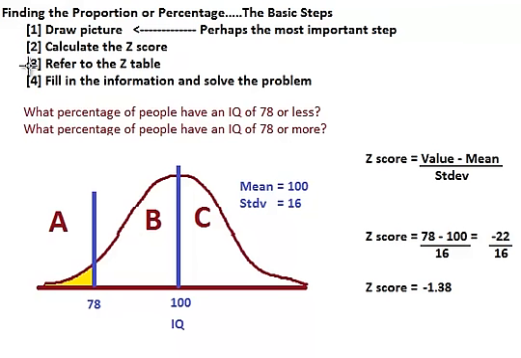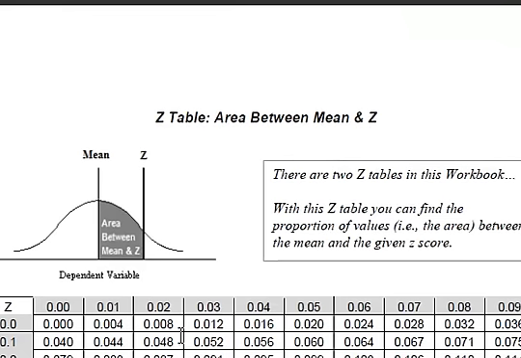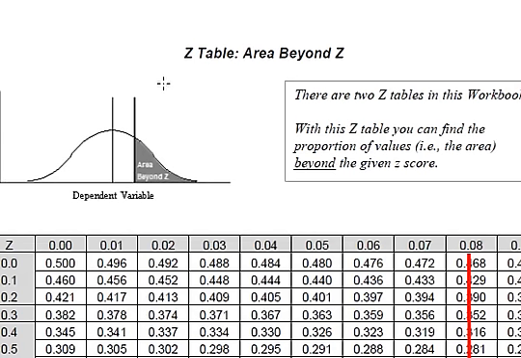As mentioned, there's two different z-tables. There's a z-table for the area between the mean and z, and notice here there's those two vertical lines again, area between the mean and z. And there's another z-table for the area beyond z. So we want to know which of these two z-tables to refer to.